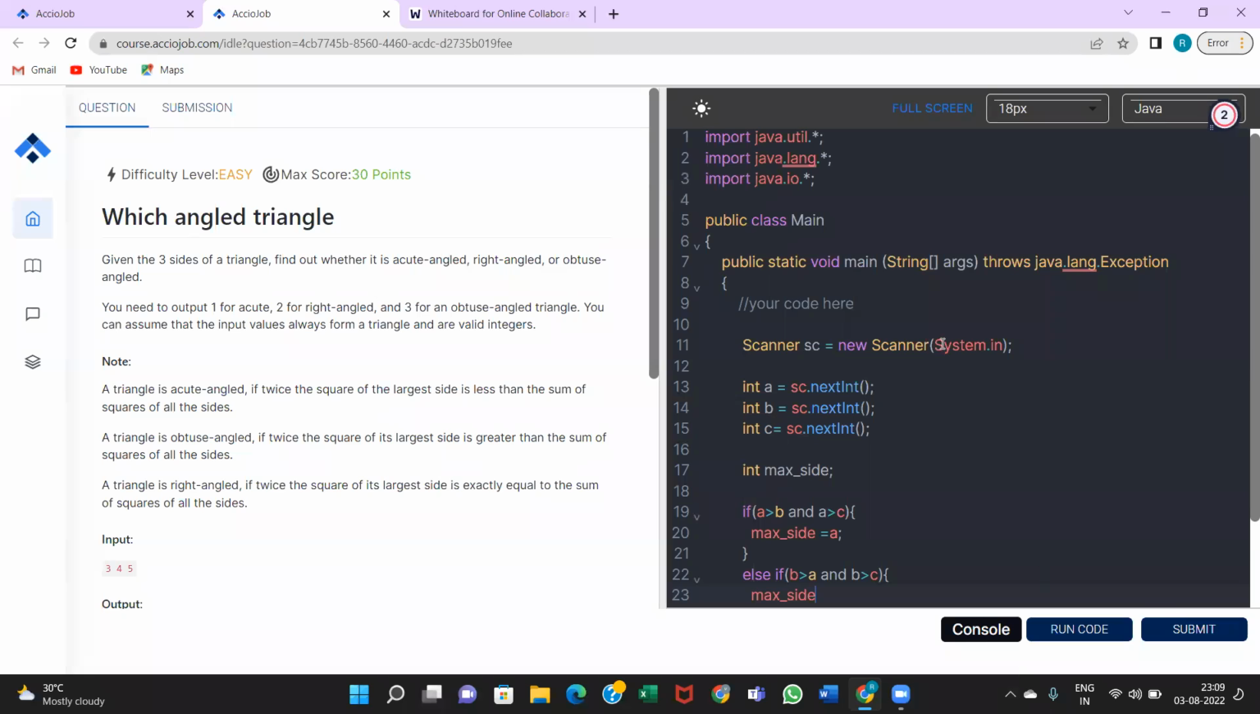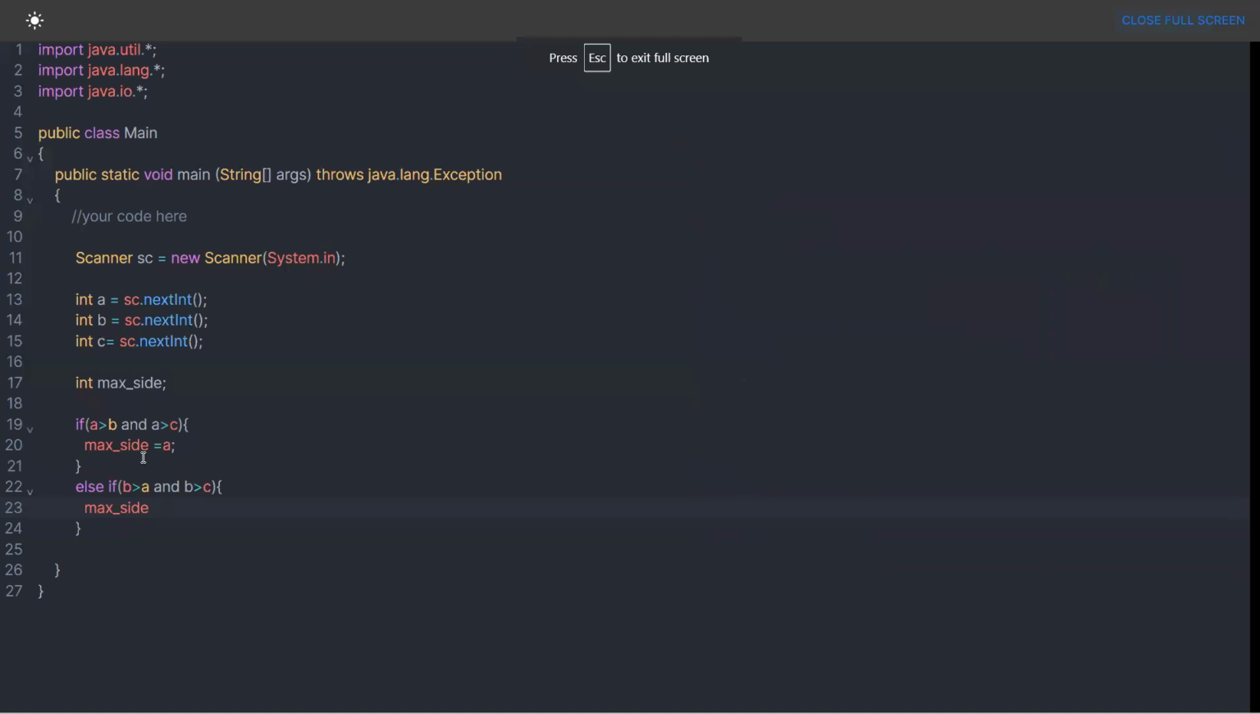Okay, let me do it full screen. Is it visible to everyone? Alright. Otherwise, else, maxSide will be c.